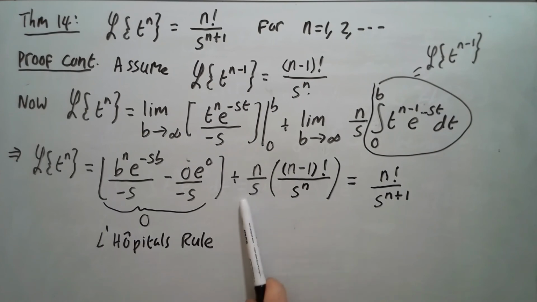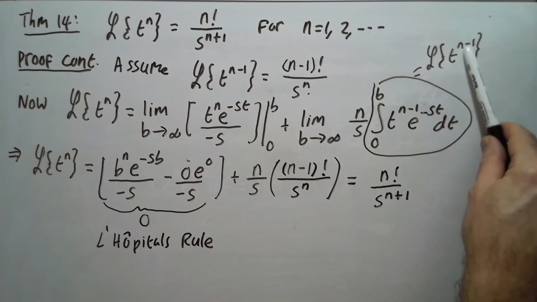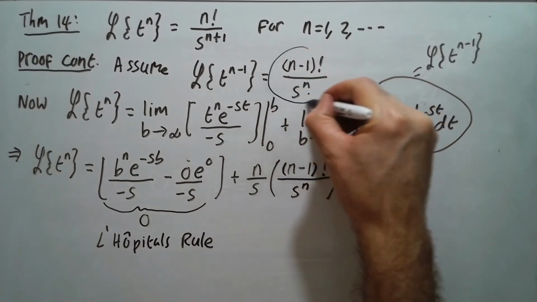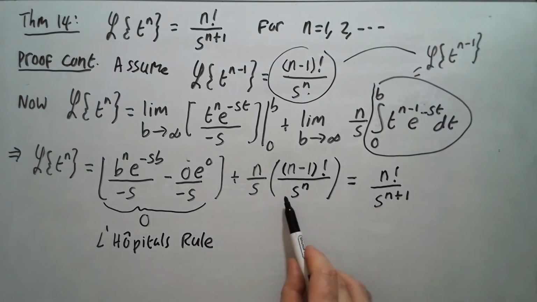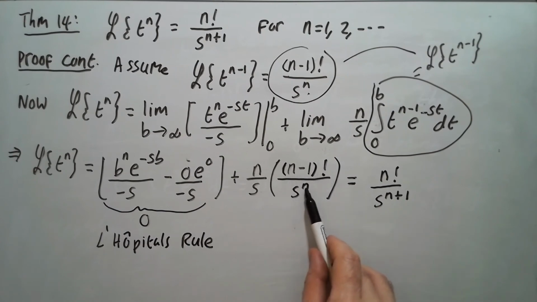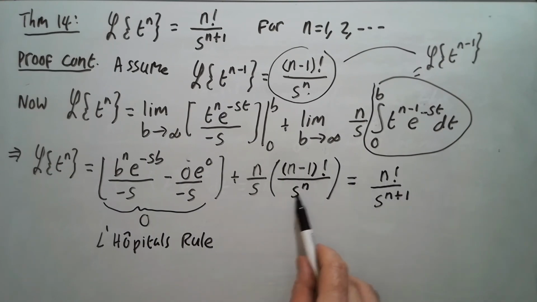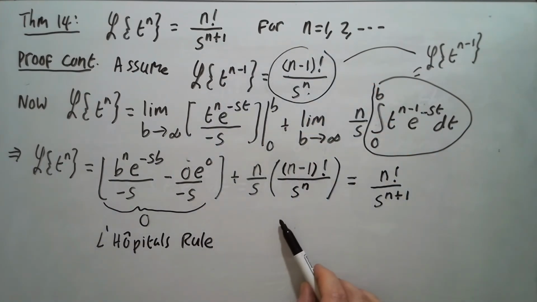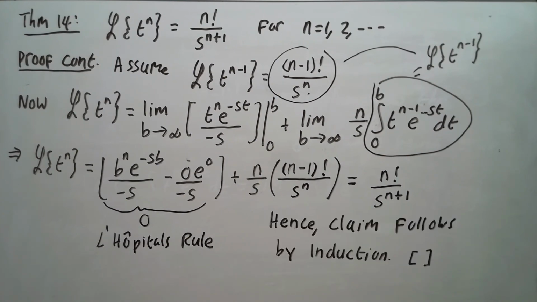So you'll have then n over s times the Laplace transform of t to the n minus 1, but we're assuming that looks like this. So I can go there. So therefore this will be n minus 1 factorial over s to the n. So n times n minus 1 factorial would be n factorial, and s times s to the n would be s to the n plus 1. And that's what we're trying to show. So hence the claim follows by induction, so we're done. So let's leave it there with this video.